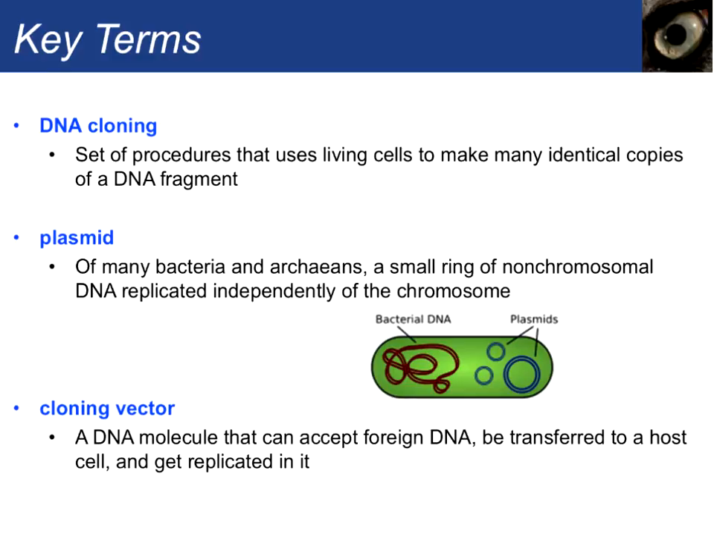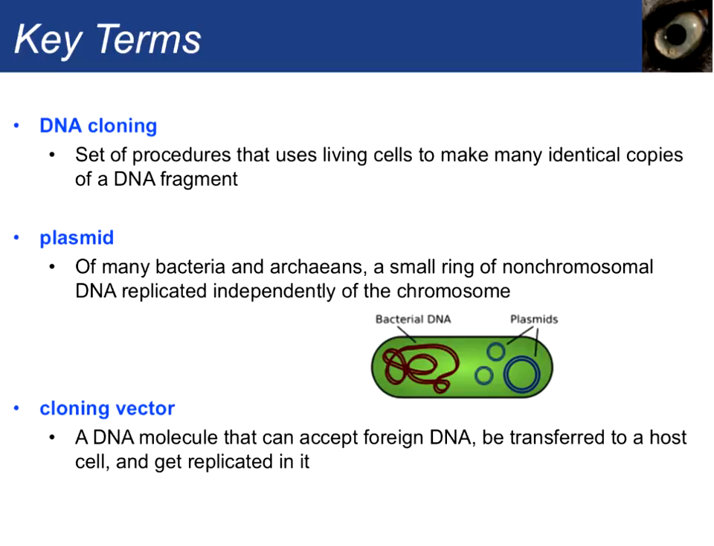Here are some terms that I want you to know. DNA cloning is a set of procedures that uses living cells to make many identical copies of a DNA fragment. This process usually is done by inserting foreign DNA into bacteria and then letting the bacteria divide like they normally do, which replicates the inserted DNA at the same time as they replicate their own. The next thing is a plasmid.